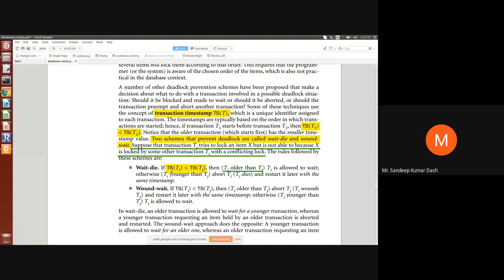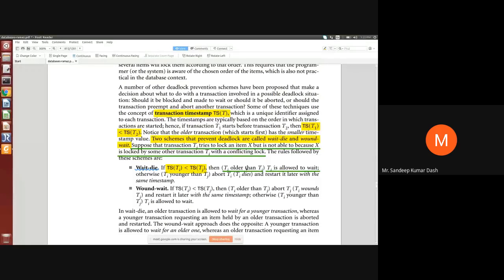In wait-die, if TS of Ti is less than TS of Tj, meaning Ti is an older transaction than Tj, then Ti is allowed to wait. Fine, that means the older transaction is allowed to wait. Otherwise, Ti may be a younger transaction. In the first case, Ti is an older transaction.